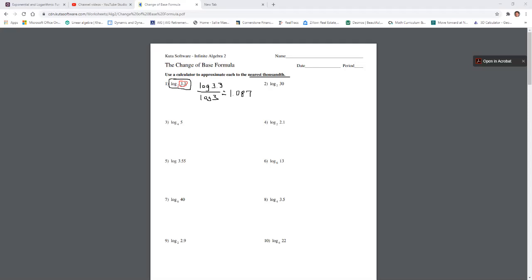So how would we rewrite, say, the log base 6 of 13? Well, that's just going to be log 13 over log 6. And if we type that in, again, it's going to be log 13 divided by log of 6. And if I round to the nearest thousandth, that's going to be 1.432.